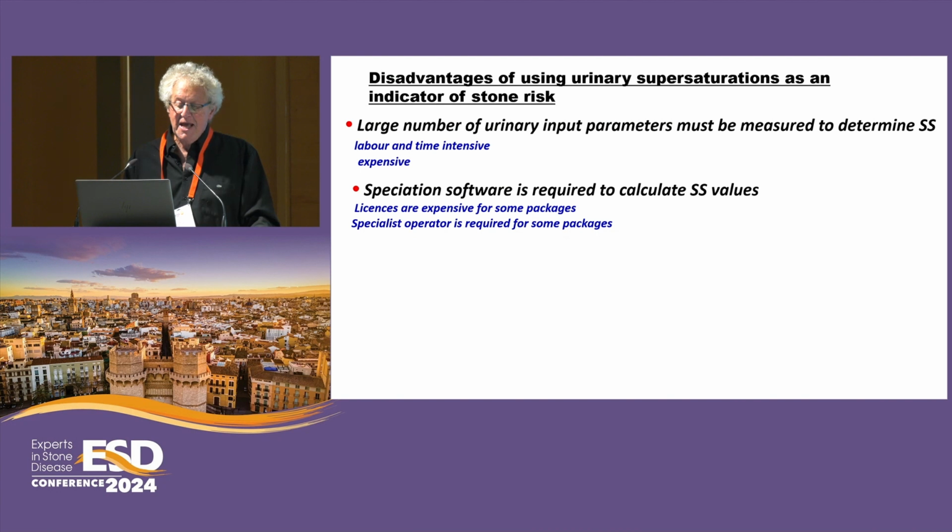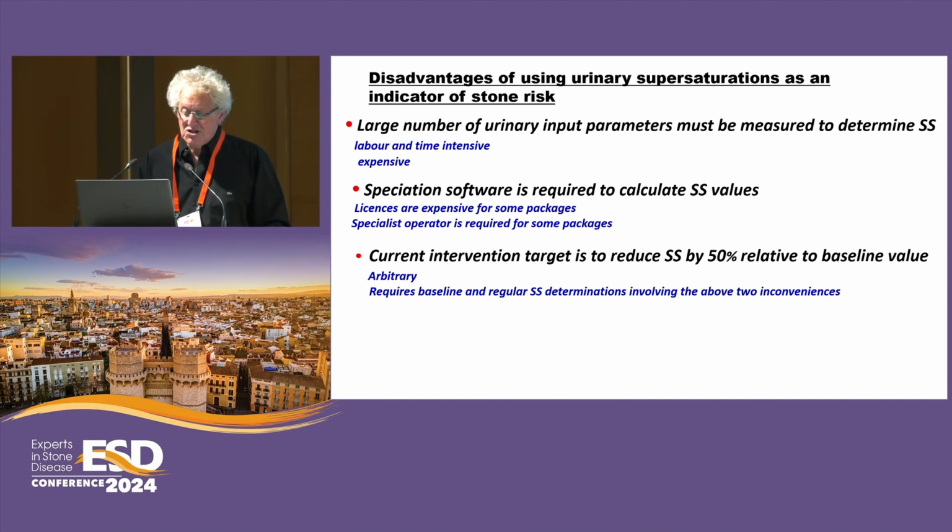It's expensive. The speciation software, not all of them, but some of them, is quite expensive, the licensing fee. And you do, in most cases, need a specialist operator, not in all cases, but the very powerful program, JESS, for example, requires a specialist operator. So that's a disadvantage. And the intervention target, my understanding from speaking to nephrologists and urologists, though it's not reported in the literature, is that the supersaturation should be reduced by 50% in terms of the duration of the intervention.